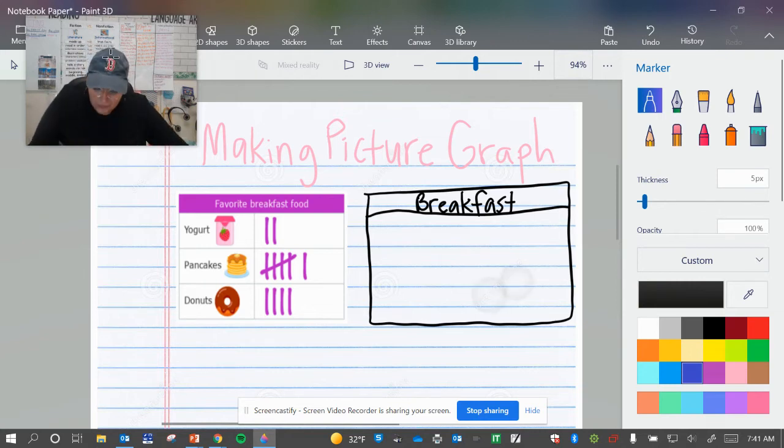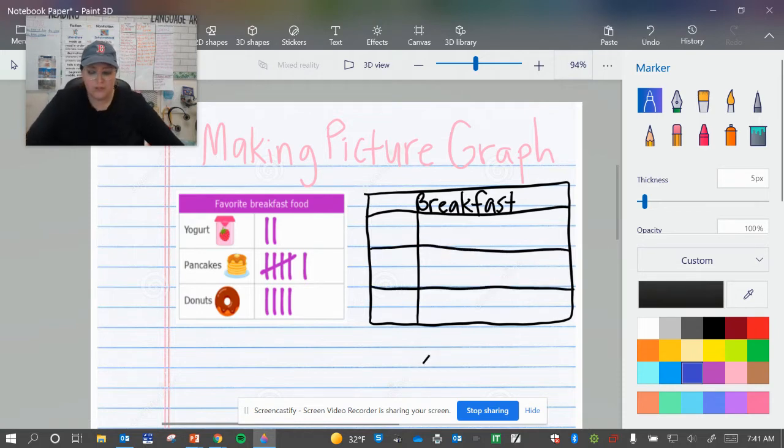So anyway, we're going to make a little section right here, and then we're going to divide this into 3 sections. Okay? So pause it if you need to catch up. And we're going to call this Y for yogurt, P for pancakes, D for donuts. All right, and our goal is we're representing our data. So remember, represent means to show, okay? So we're showing these tally marks in a different way, okay?